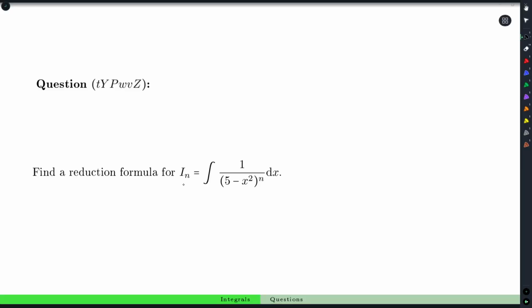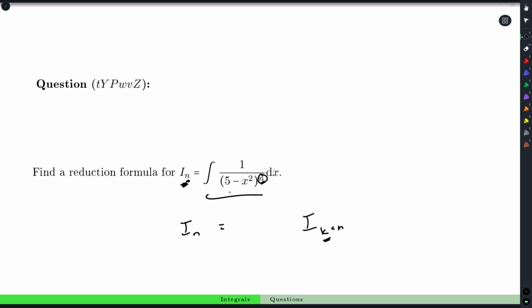Find a reduction formula for I_n, which is the integral. So here's the n. The n is always a good thing to keep track of, because for a reduction formula, I'll read the rest of it in a moment. For the reduction formula, we want to rewrite in terms of smaller values. Same integral, but smaller values is what we're shooting for. So the n is always on our mind.